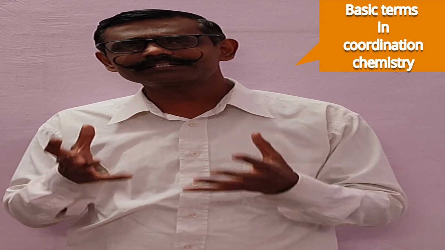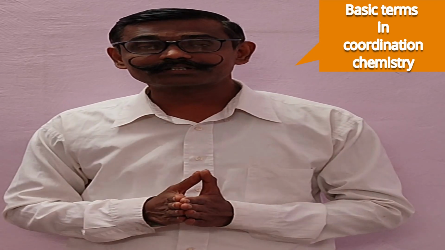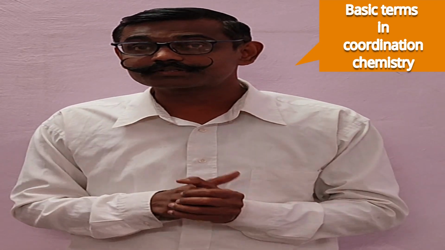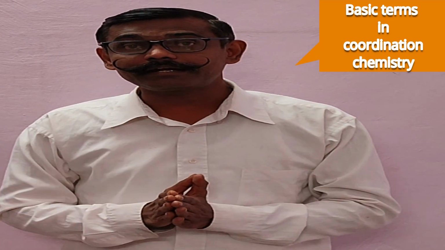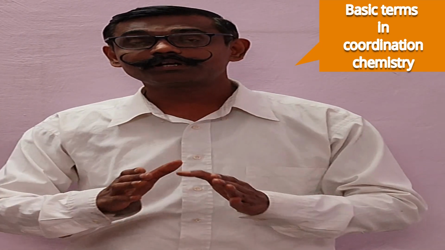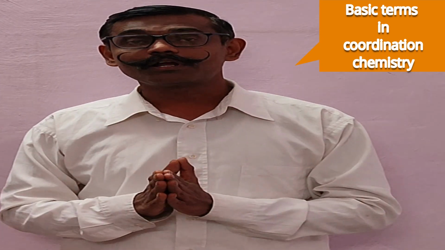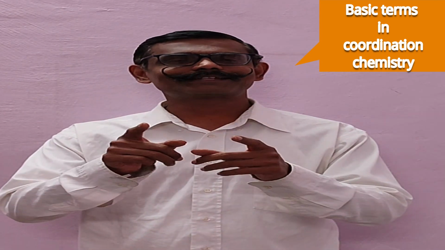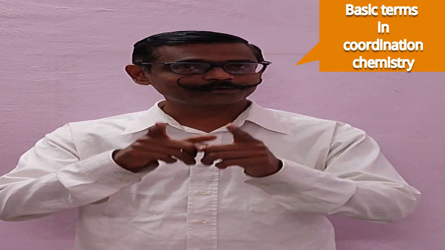What are we studying in this part? What is meant by coordination chemistry, that is, what are coordination compounds? What is meant by central metal ion? What is meant by ligand? What is meant by coordination sphere? What is meant by ionic sphere? What is meant by homoleptic complex? Heteroleptic complex? Coordination number? With a few examples I am going to explain those terms.